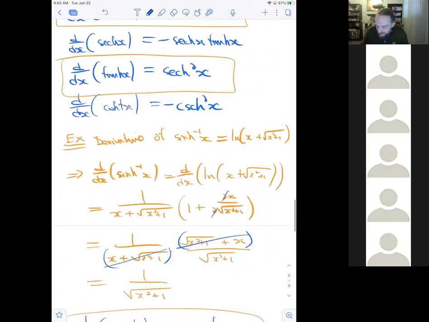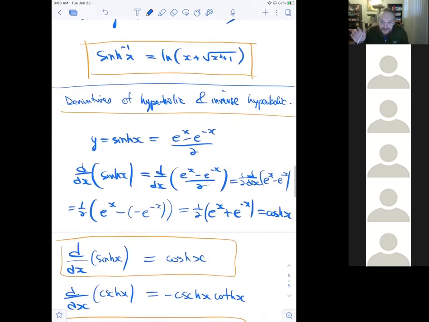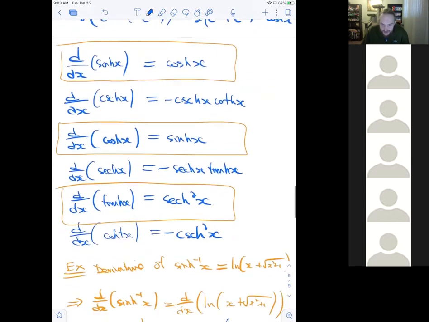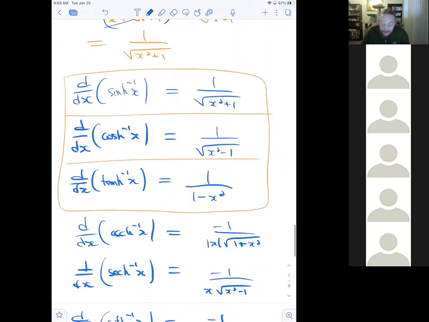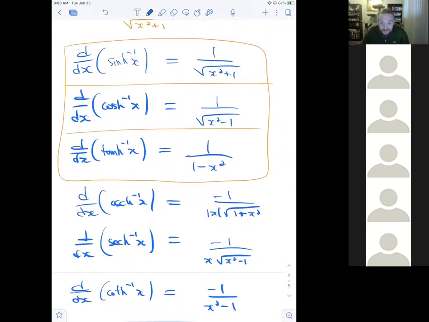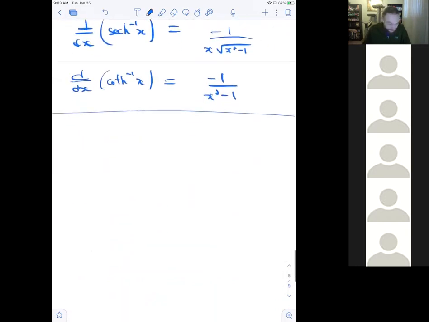But this is the derivative now. So now we have the hyperbolic functions and their derivatives, and the inverse hyperbolic functions and their derivatives. So for us, we have now 12 more formulas, because we have the 3 hyperbolic functions and their derivatives, and then the 3 inverse functions and their derivatives. So that gives us 12 more functions essentially that we have to worry about.